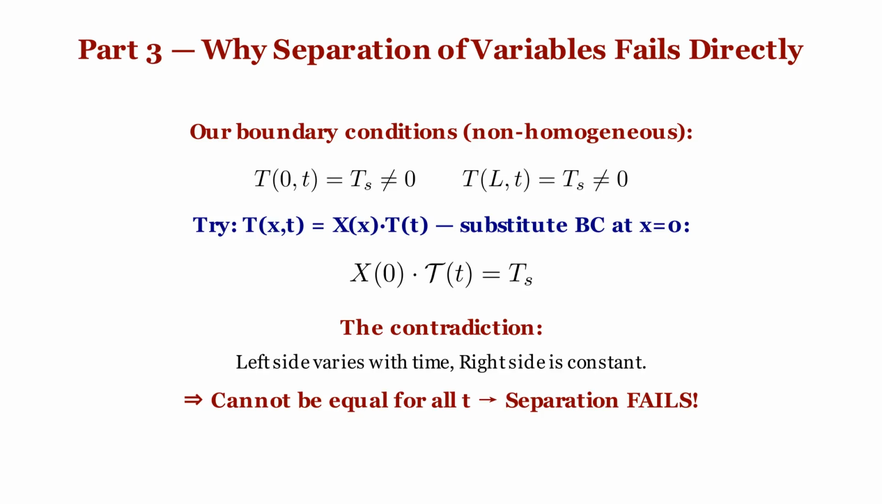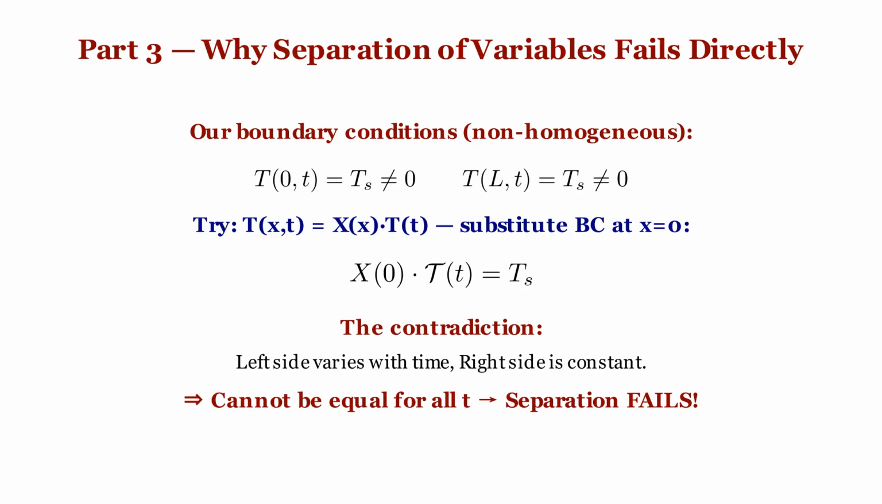If we assume T of x and t equals X of x times script T of t, and substitute into the boundary condition at x equals 0, X of 0 times script T of t equals Ts. The left side is a product that depends on time, while the right side Ts is a constant. This cannot hold for all values of time unless X of 0 equals 0 and Ts equals 0. But Ts is not 0, it is a prescribed temperature. Therefore direct separation of variables does not work.